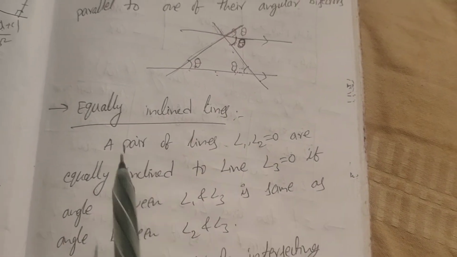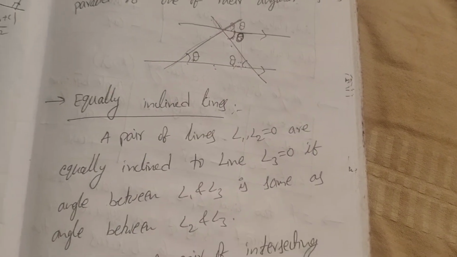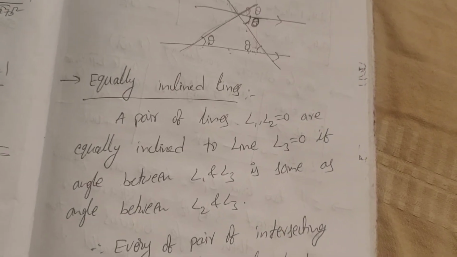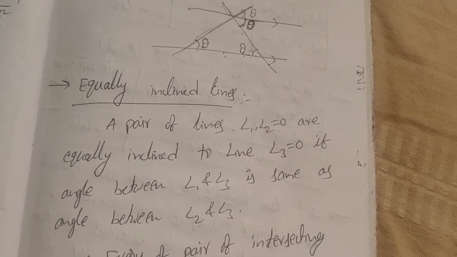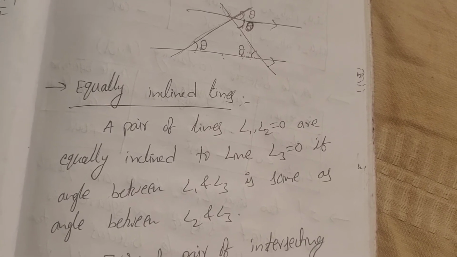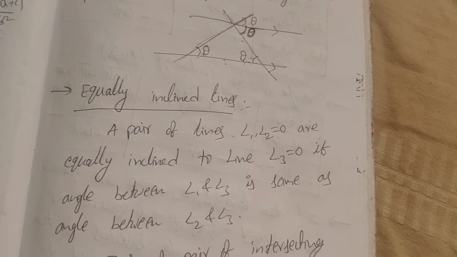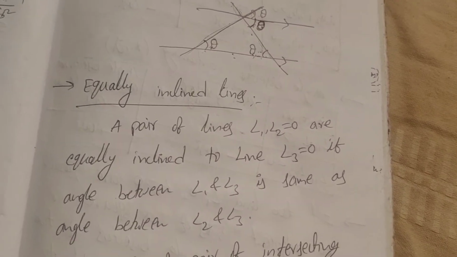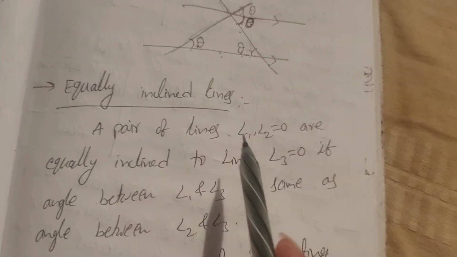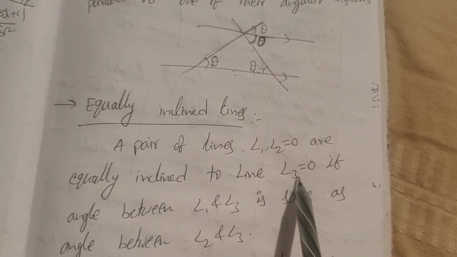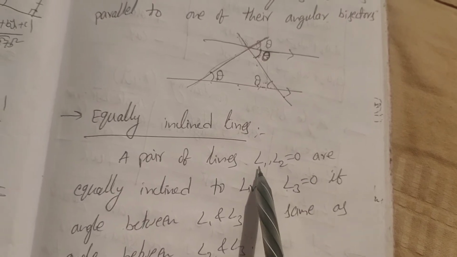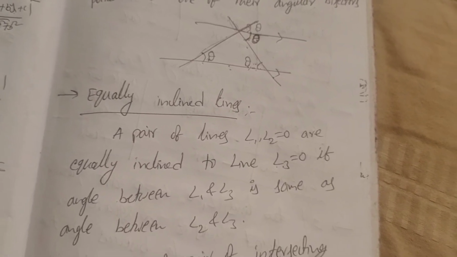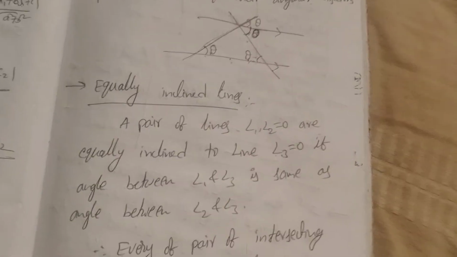Okay, next one: equally inclined lines. First of all, you have to remember the definition. A pair of lines L1 = 0, L2 = 0 are said to be equally inclined to any third line L3 = 0. Here inclination is nothing but angle. So the angle between L1 and L3 is equal to the angle between L2 and L3. Then we can say L1 and L2 are equally inclined to the line L3 = 0.